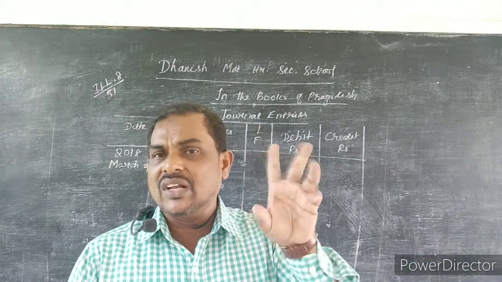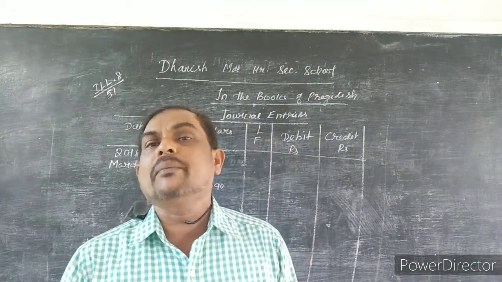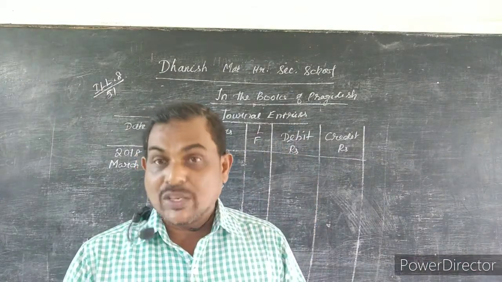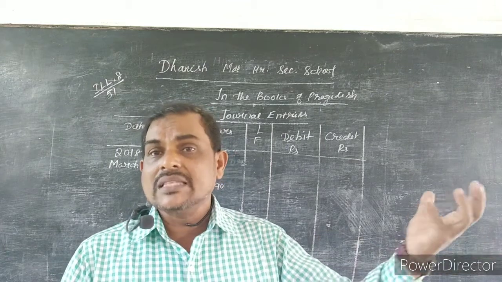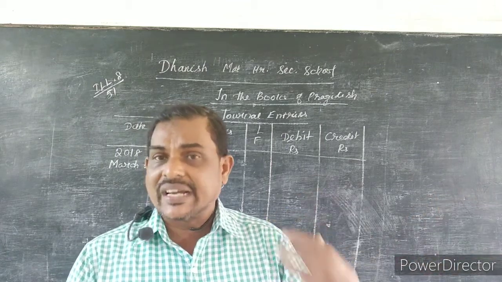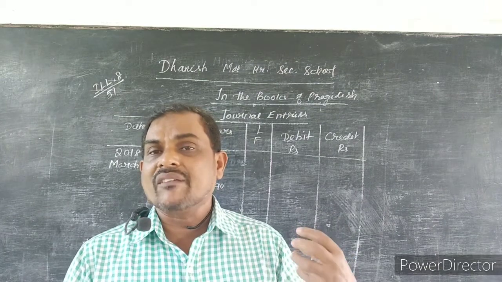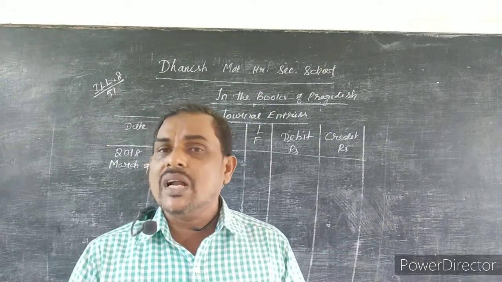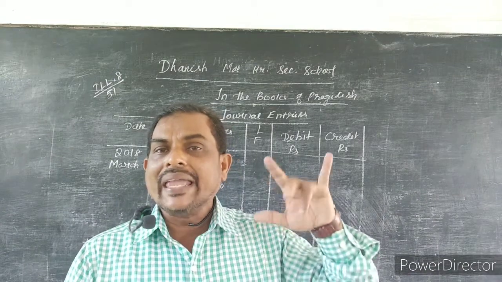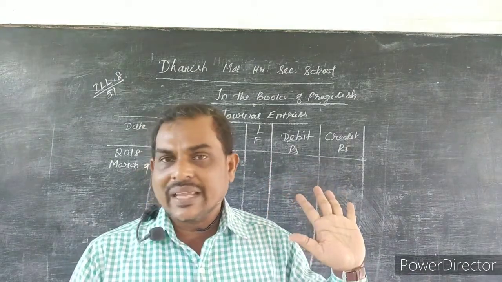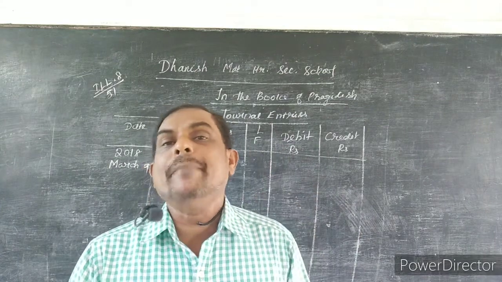The 2,000 I will not get. That 2,000 is called what? Bad debts. It is a loss. Actually, it is an income, but he is unable to pay, meaning that amount I cannot recover from him. So whatever amount is not recovered from the debtors is called bad debts. So I can receive only 18,000 cash, balance 2,000 bad debts.